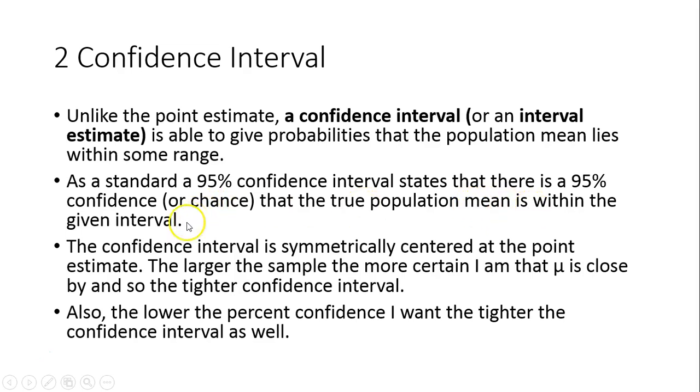Okay. The confidence interval is symmetrically centered at the point estimate. The larger the sample, the more certain I am that mu is close by, and so the tighter the confidence interval. Okay. Also, the lower the percent confidence I want, the tighter the confidence interval.